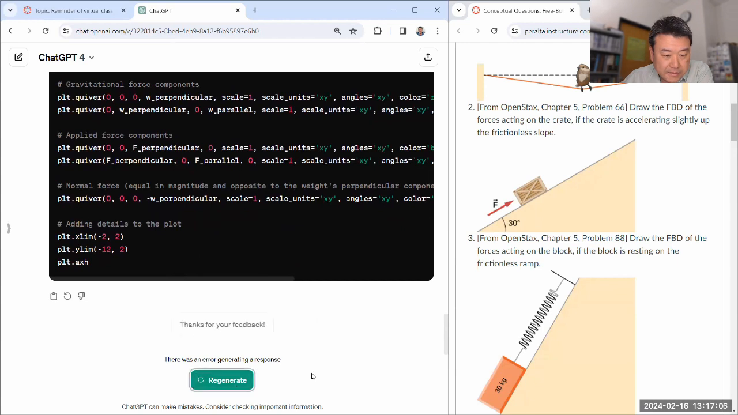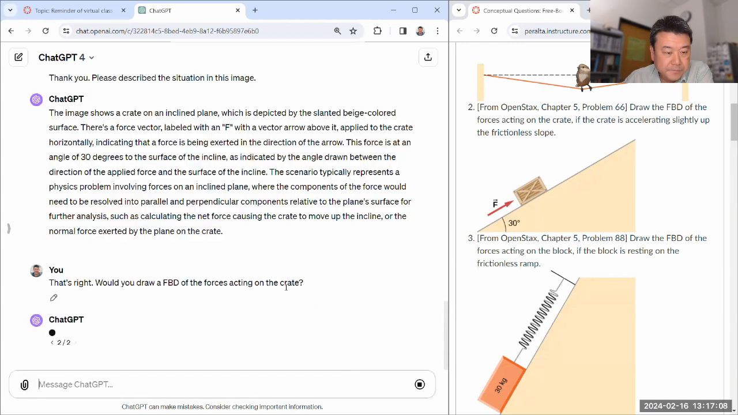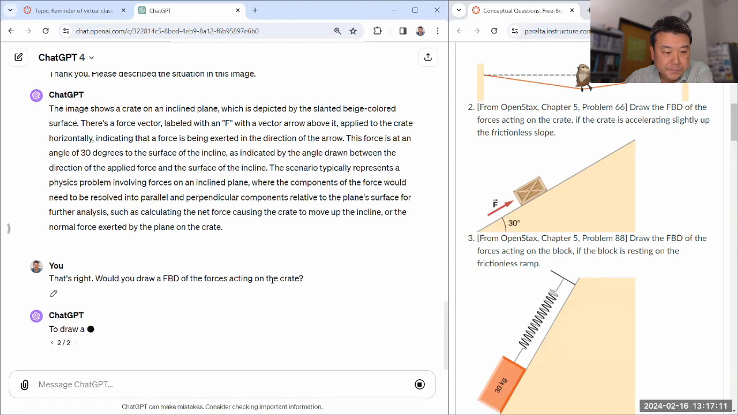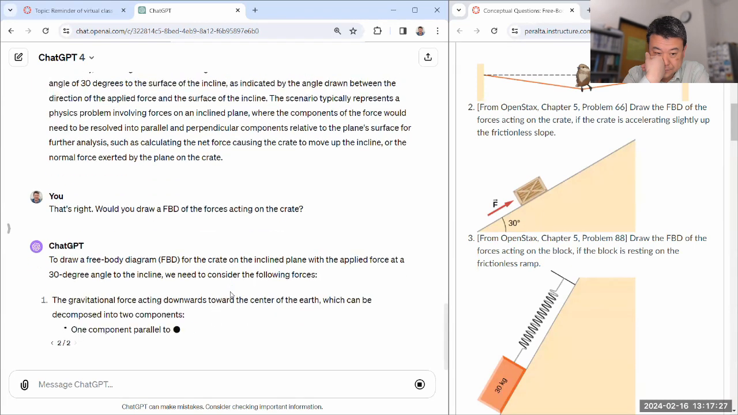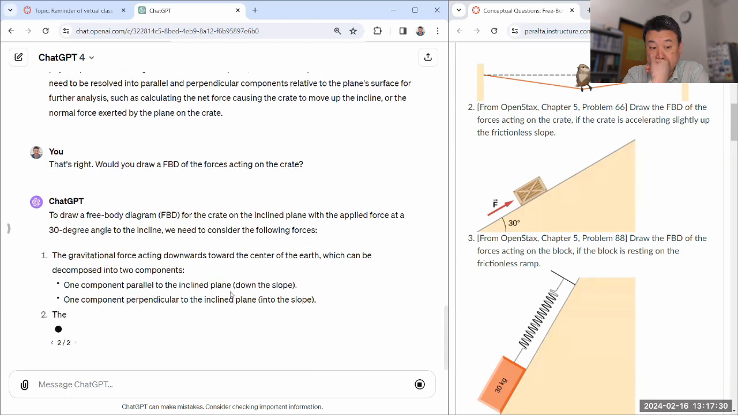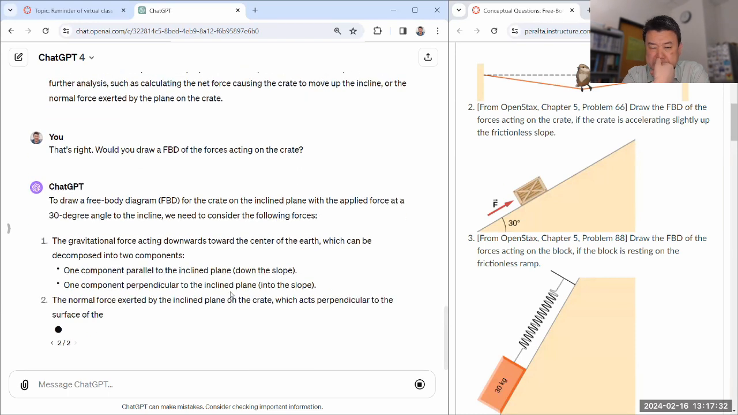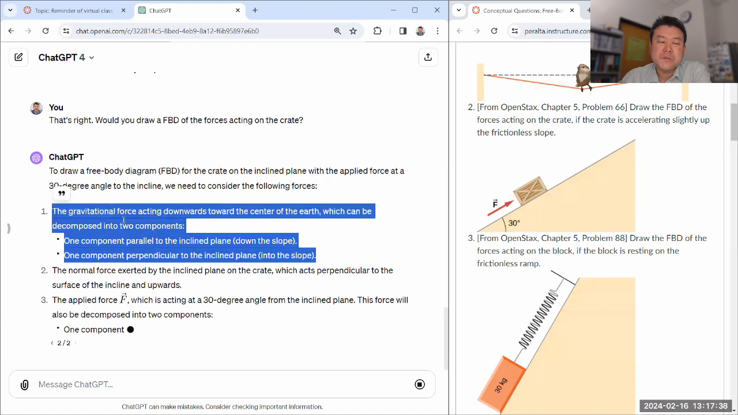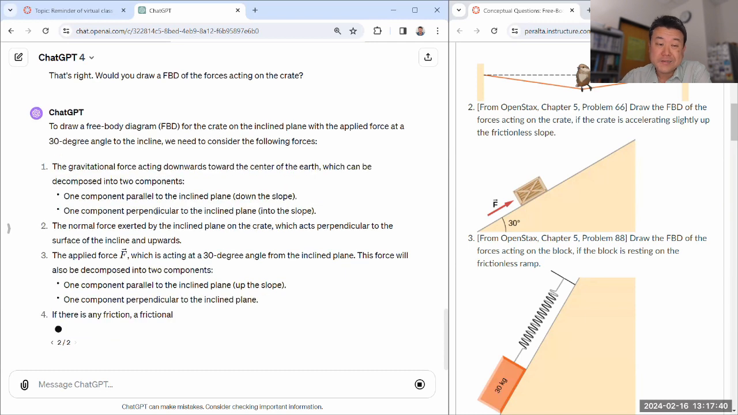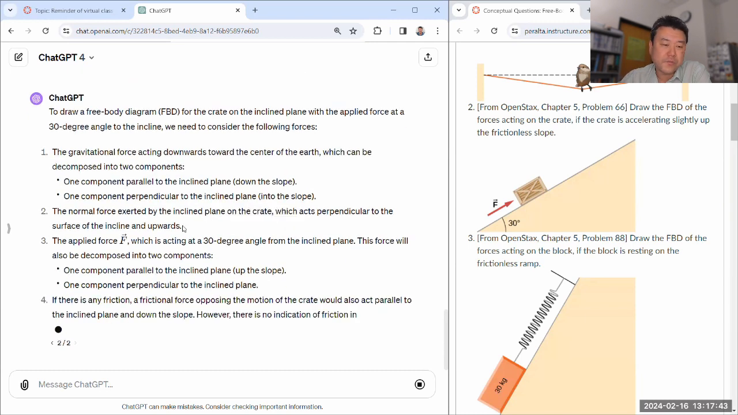All right, let's see. Regenerate. Let me not just show the analysis, and just wait. This could take a while. Yeah, I think this matches better what it was generating code for. And that's certainly one way you can draw a free body diagram.